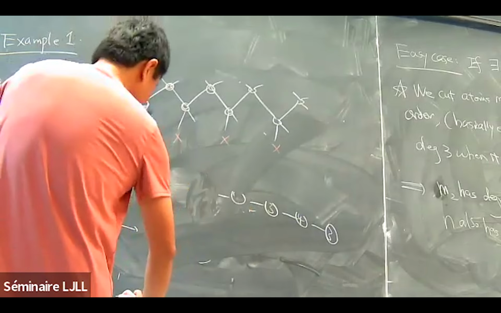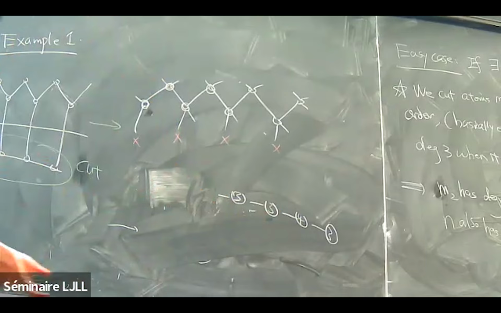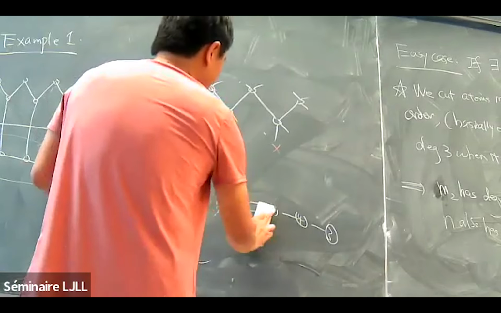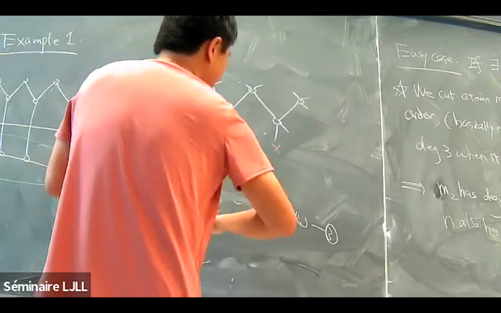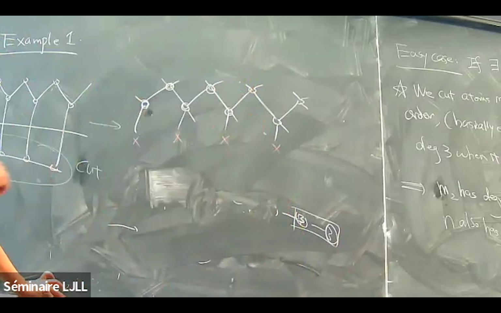This guy again becomes degree 3. Now next is also degree 3 again. You get another 3, 3, and remove it, and this guy becomes degree 3. Again, this becomes degree 3, and you see you just keep getting these good objects.